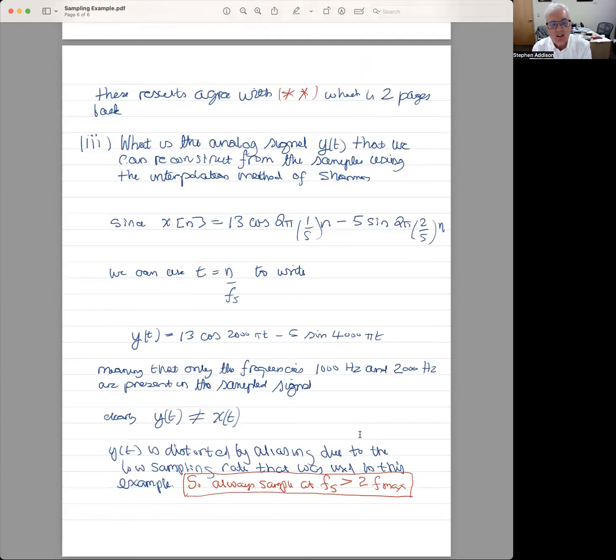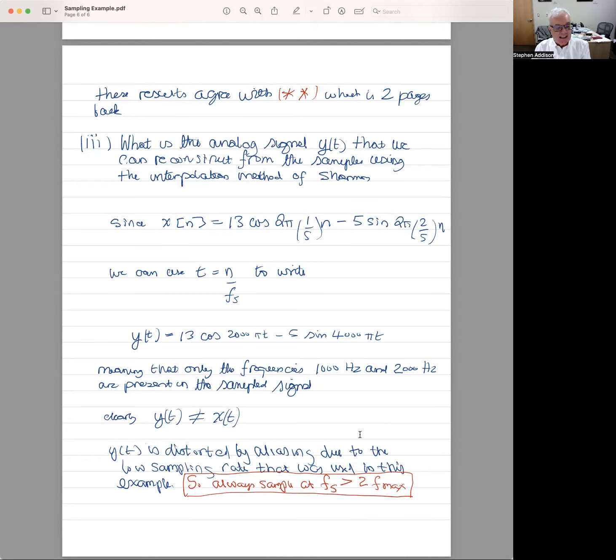What's the analog signal y of t that we can reconstruct from the samples using the interpolation method of Shannon that we discussed on Tuesday? So since we've got the sample sequence, we can just basically use t equals n over fs, which is again from our sampling notes, to rewrite the signal, and it works out to be y of t is 13 cosine of 2,000 pi t minus 5 sine of 4,000 times pi t.